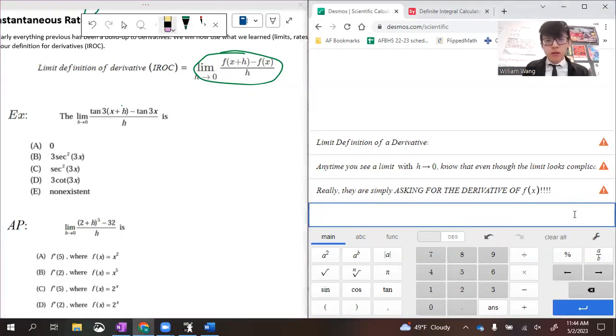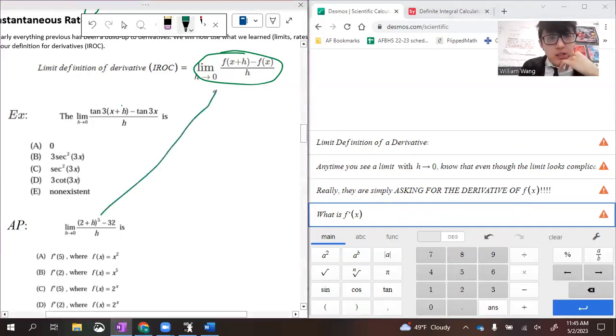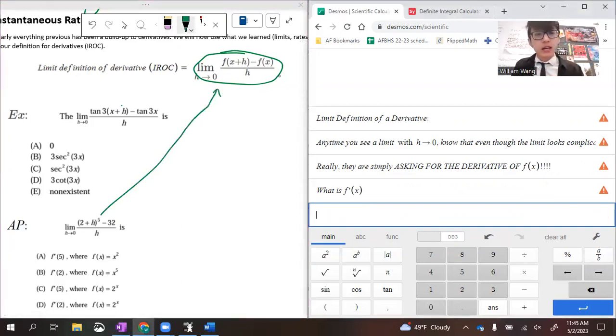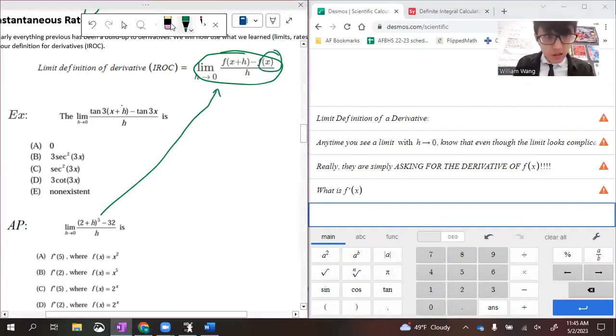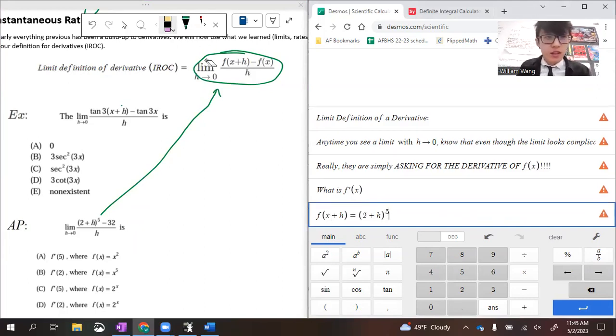Okay, so what is f prime of x? Well, first of all, the way this function is written, I can match this up with my limit definition of a derivative and see first what is f of x, because I can find my f of x, then find the derivative. So I'll notice that my f of x plus h is written as 2 plus h to the 5th power. You'll see how these two parts sort of match, right? This f of x plus h and 2 plus h to the 5th power, they match.